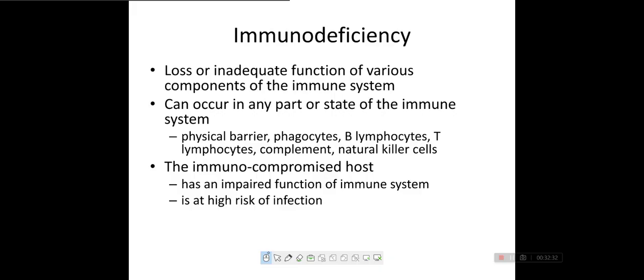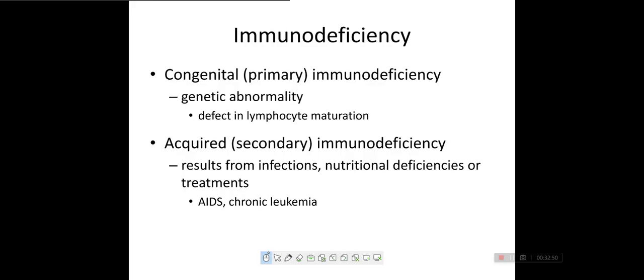Immunodeficiency is loss or inadequate function of various components of the immune system, which can occur in any part or state of the immune system. The immunocompromised host has an impaired function of the immune system. It is of two types, congenital and acquired. Congenital means primary immunodeficiency and acquired means secondary immunodeficiency. Congenital is a genetic abnormality, whereas acquired is the result of infection, nutritional deficiency or treatment.